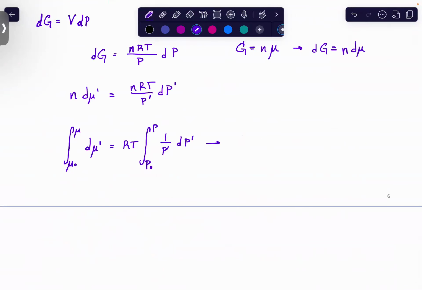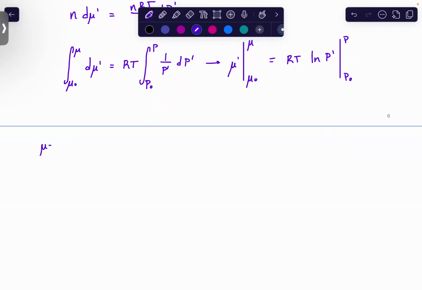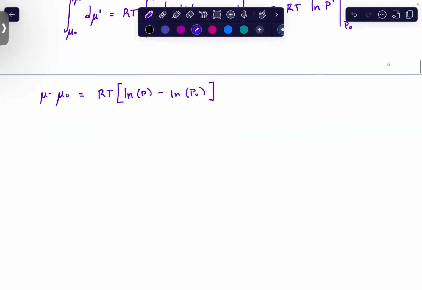Okay, so it's going to give me mu prime. I'm going to evaluate this from mu zero to mu. It's going to give me RT natural log P prime from P0 to P. So that means I'm going to get mu minus mu zero equals RT ln of P minus natural log P0. And so inevitably what we get is our chemical potential. It's going to be mu zero plus RT ln of P over P0.